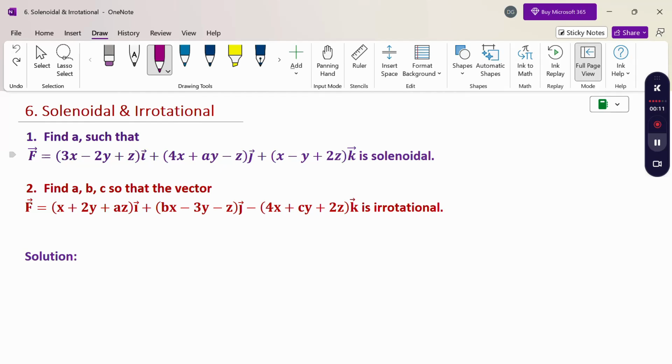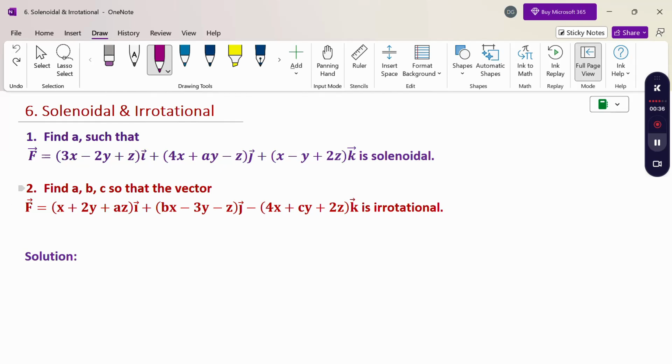Look at this problem. Find a constant a such that f vector equal to (3x minus 2y plus z) i vector plus (4x plus ay minus z) j vector plus (x minus y plus 2z) k vector is solenoidal. So the first question: the f vector is mentioned solenoidal, and when it's solenoidal, we find the constant value. Then the other problem: find a, b, c.